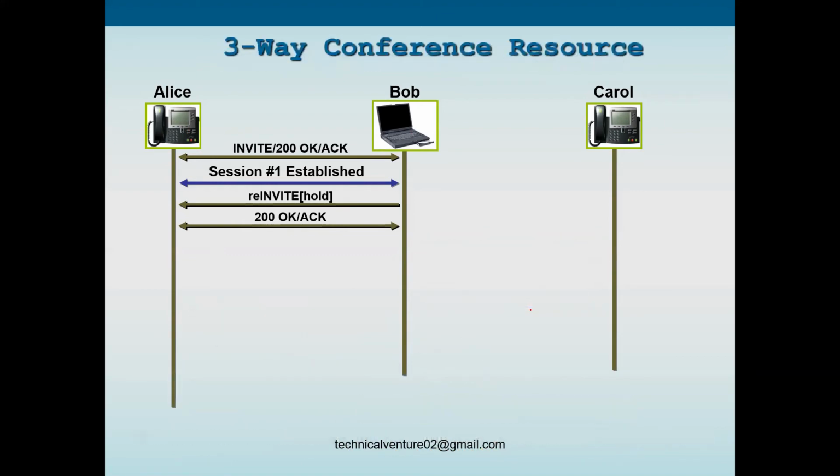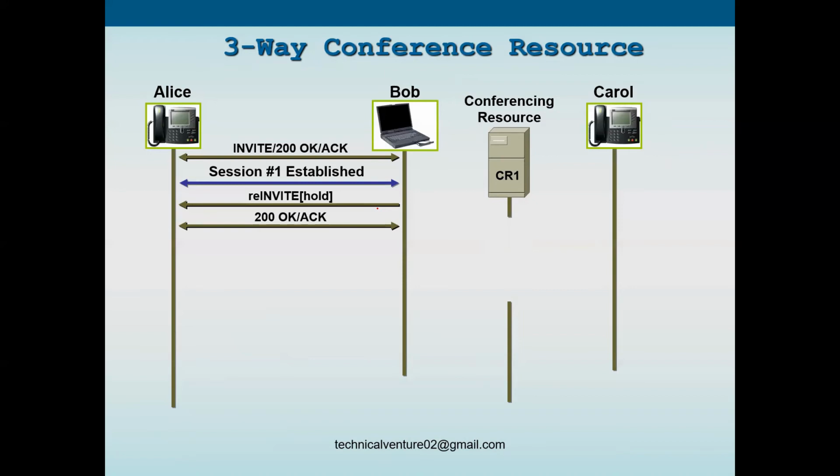Now we have a three-way conference resource. If we add the conferencing resource in between, because earlier Bob was the media mixer, now we will have the conference resource. So there is the same thing: invite, 200 OK, session 1 established, already on hold, 200 OK. If we want a three-way conference where all three can talk with each other, then we can add the conferencing resource. Like in the earlier slide, where it showed we can add the DSP, here we are adding a conferencing resource.